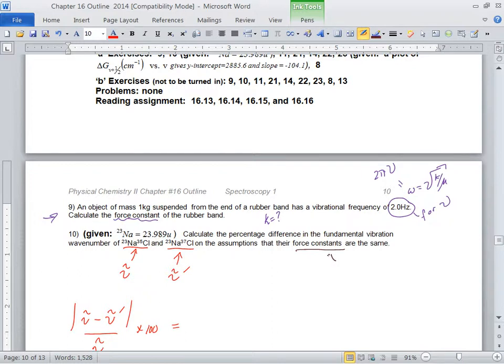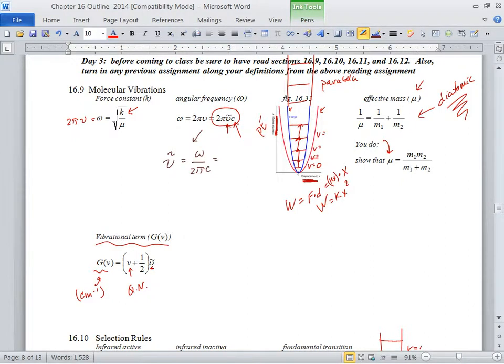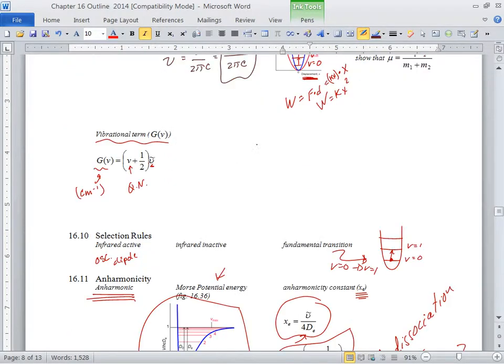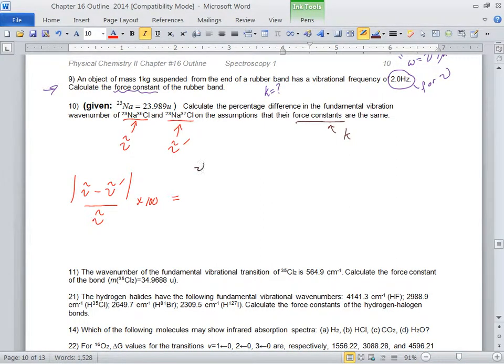So we have to get an expression with k's in it, so we can probably get them to cancel out. So our wave number is omega over 2 pi c, which is the square root of k over mu, all over 2 pi c. So this is what we plug in for our wave number: square root of k over mu, over 2 pi c. Now that's the one without primes.